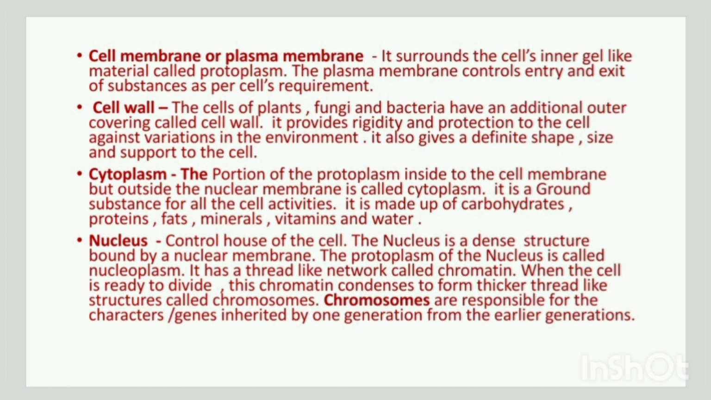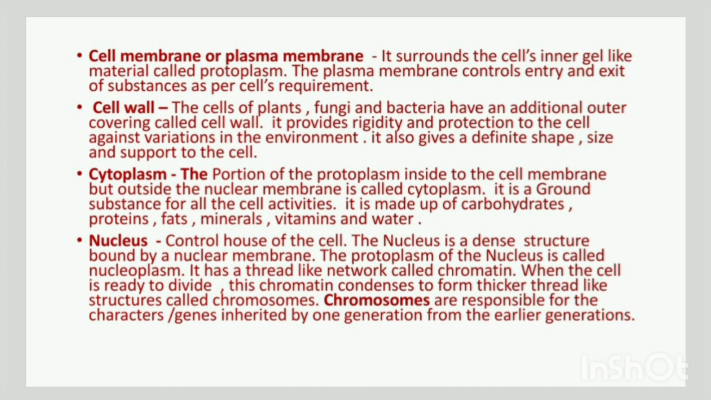There is one more boundary in the plant cells, outside the cell membrane, that is called the cell wall, which is not present in the animal cell. It is an important covering in the plant cell as it provides rigidity, protection against variation in the environment, and gives definite shape, size and support to the cell.